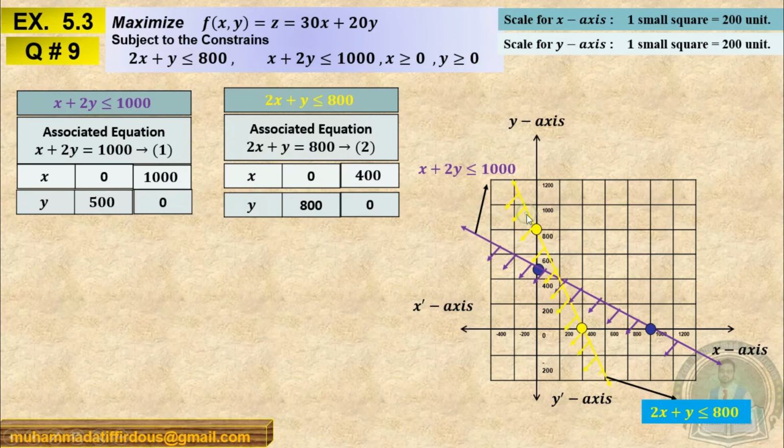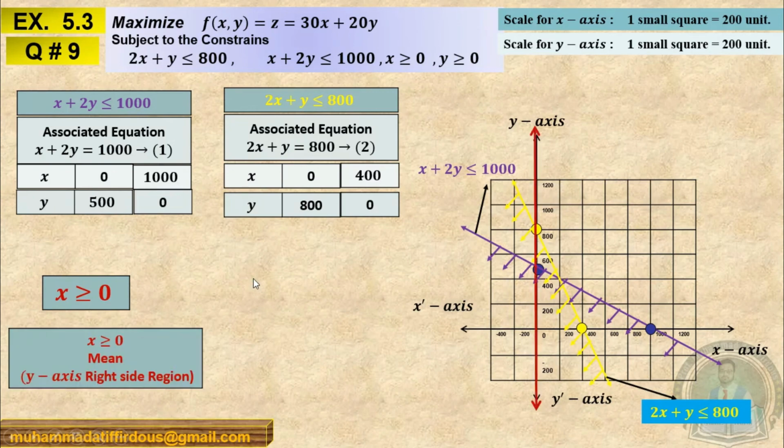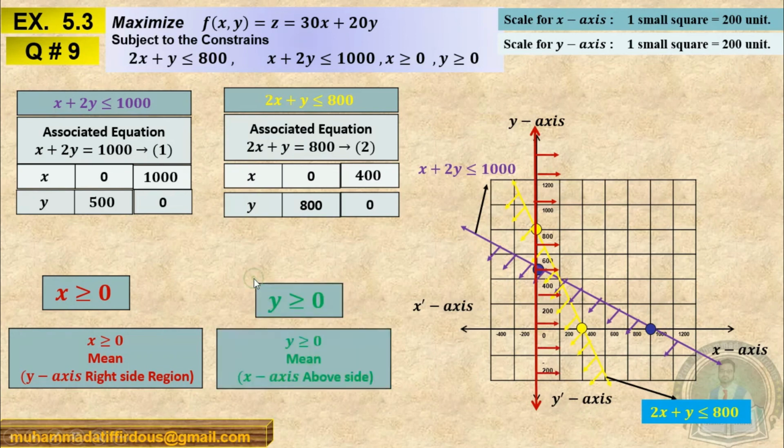Okay, and the third condition is x greater than or equal to 0, meaning you are talking about the y-axis, positive means right hand side, so make some arrows. And last thing, y is greater than or equal to 0, meaning you are talking about the x-axis, above this. And lastly, what is the common shaded region here? Yes, you can see the blue region, which is our required feasible region. So first step completed, okay.